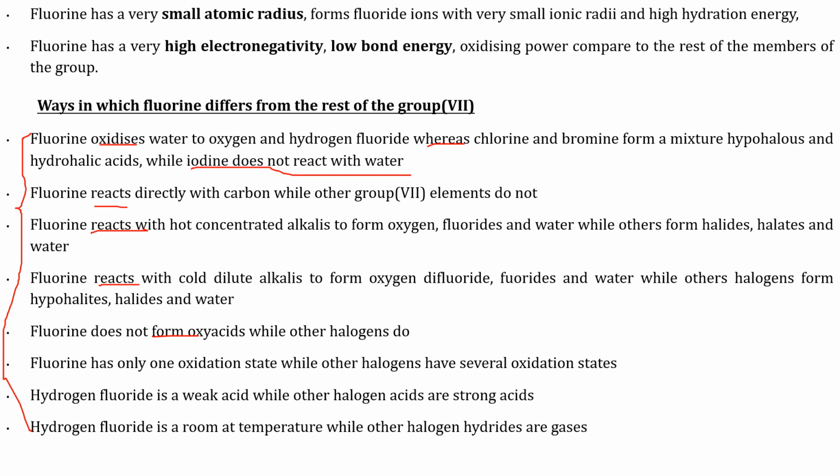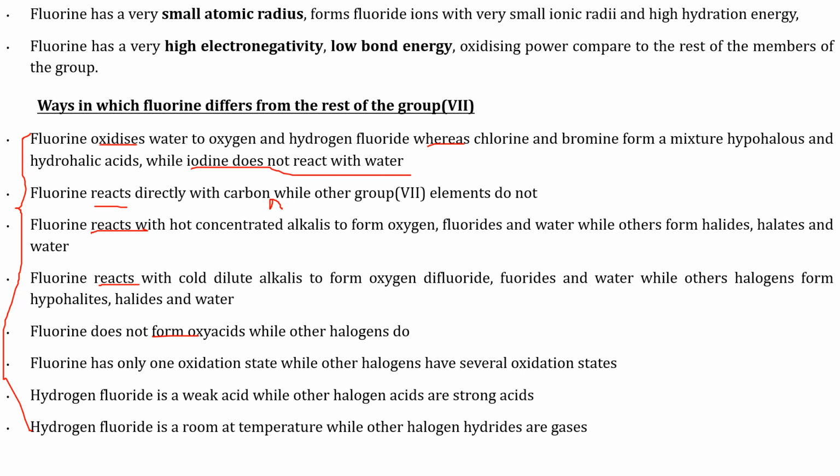Fluorine reacts directly with carbon, while others do not react with carbon. Now, when fluorine reacts with carbon, it forms carbon tetrafluoride, but you cannot prepare the chloride of carbon. You cannot prepare other halides in the same way. So fluorine reacts directly with carbon. Here you put an inverted V and say to form carbon tetrafluoride, whereas other elements do not.